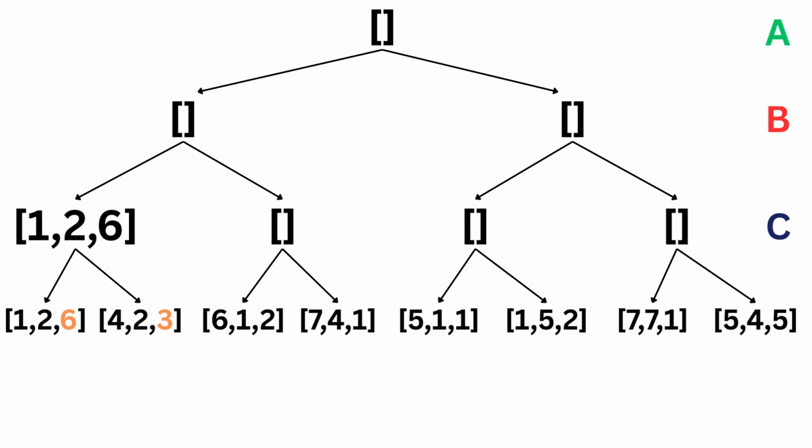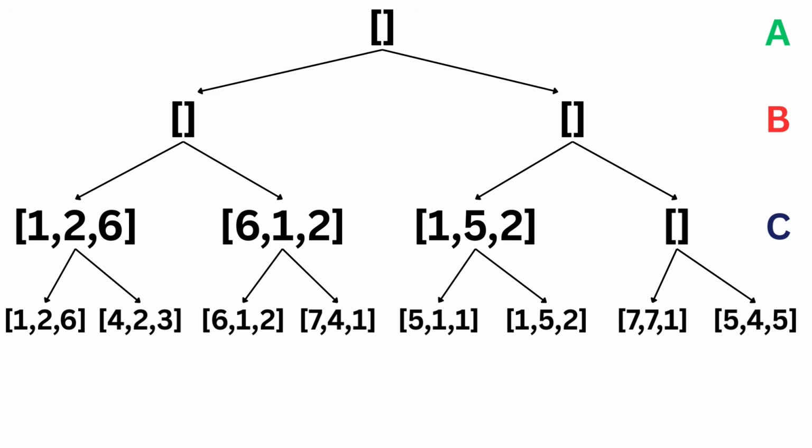This value moves upward to the C level. Similarly, on the next node, 6, 1, 2 will be propagated because 2 is greater than 1. On the next node, 1, 5, 2 will be propagated to the level C because 2 is greater than 1. And finally, at the rightmost, 5, 4, 5 will be propagated to level C as 5 is greater than 1.